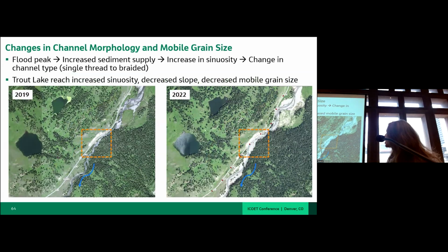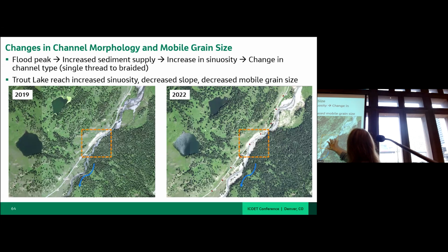So basically we see a change in channel type from a single thread channel to a braided channel, and that's pretty expected. These streams are steep because they're confined by fans and landslides. They're steep. You increase the sediment supply, that's typical conversion. High sediment supply, high slope, you get a braided channel. It's the most efficient way to move sediment. So that's what we're seeing here, a conversion from single thread to a multi-thread channel.